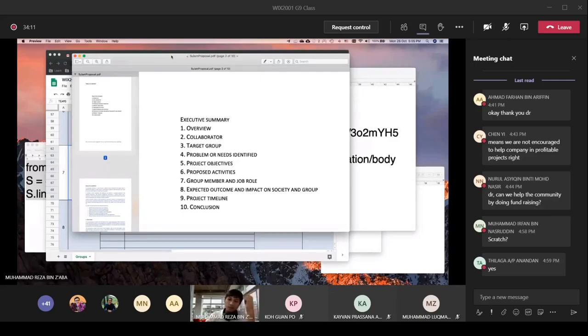But ensure that whatever you develop is not going to bring financial benefits, especially to companies, because it seems that they just want somebody to do it for them for free. But so far, your proposal seems okay.